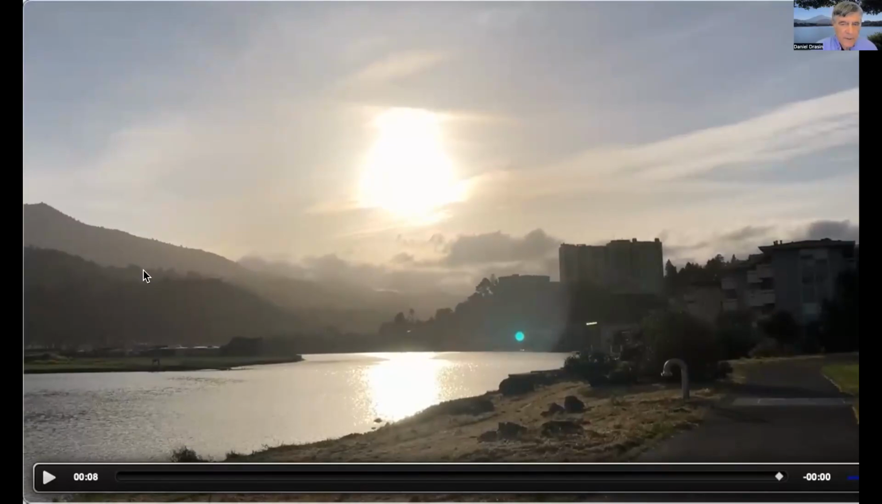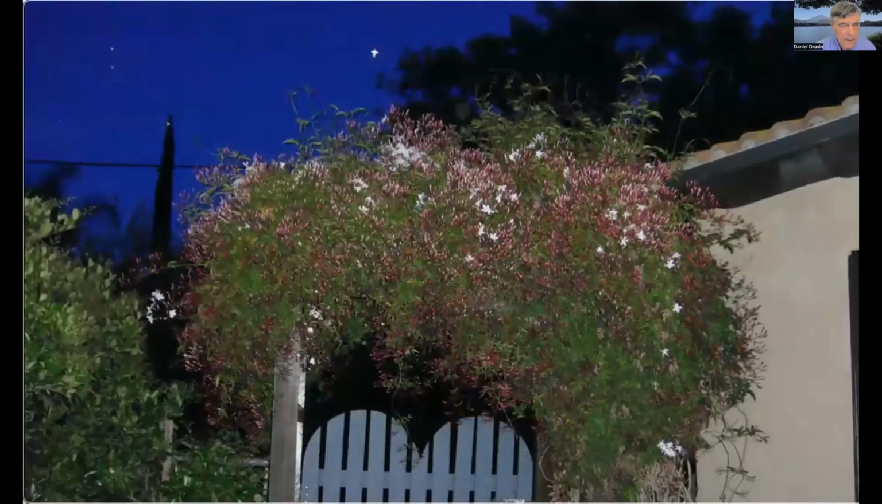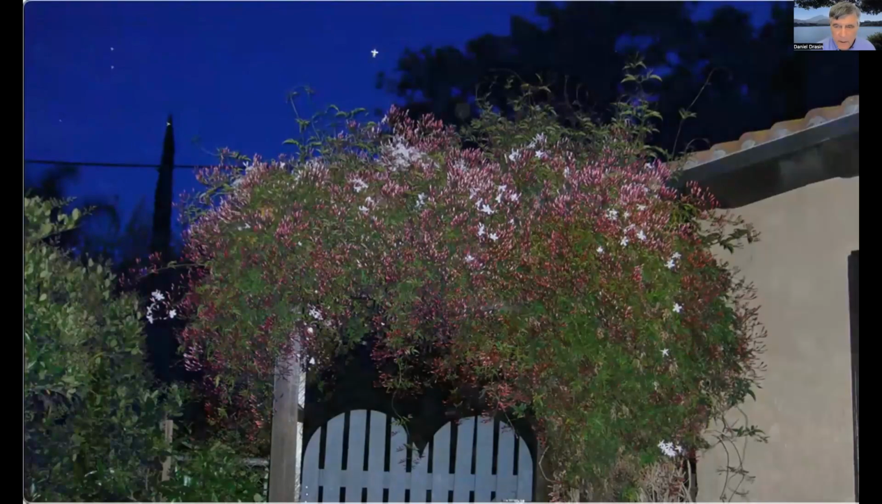Here's a different sort of misidentification in which a flying insect caught in the camera flash was interpreted by the photographer as a tiny angel.